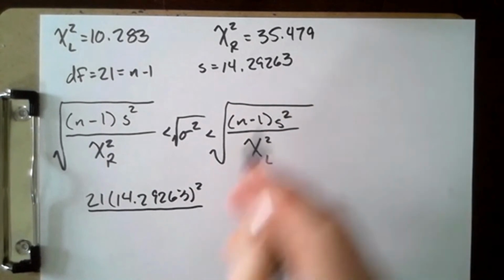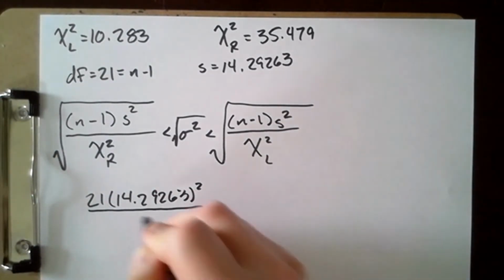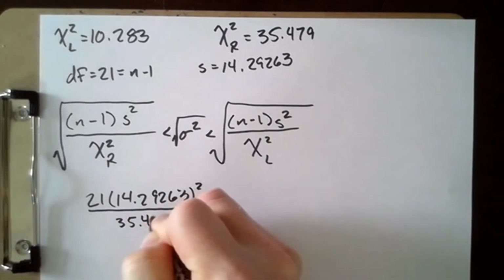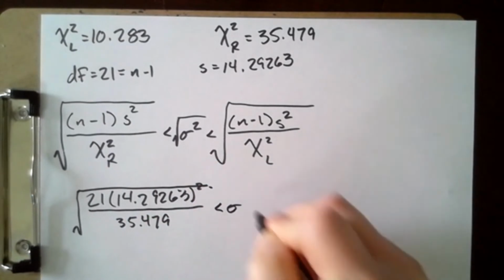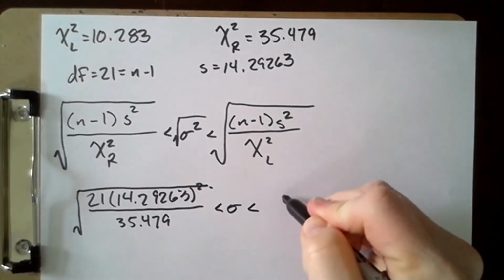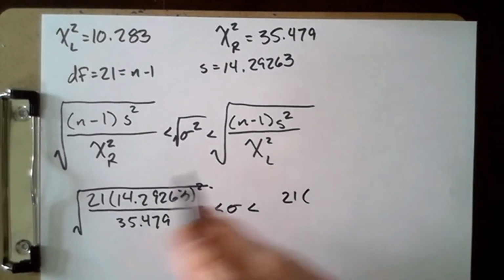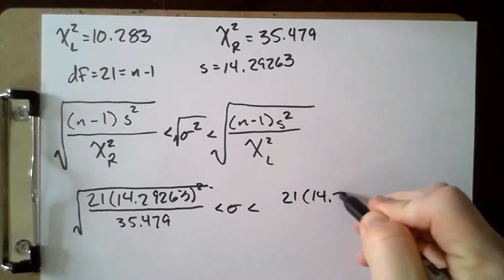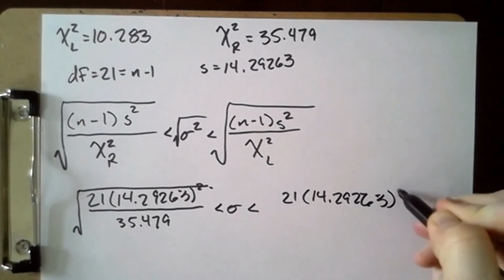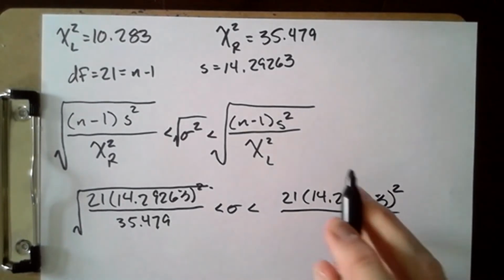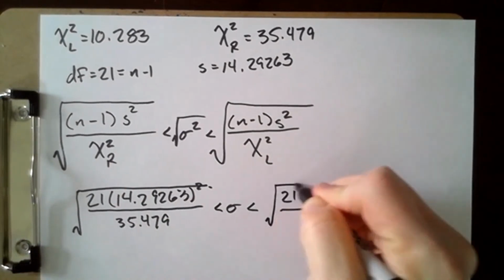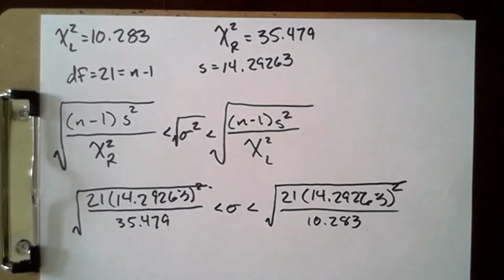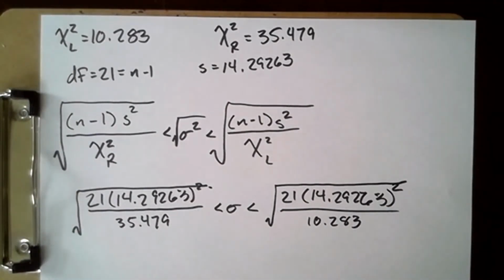All over chi-square R, which we know to be 35.479. And we're taking the square root of all of that. That's less than sigma, which is less than, here we've got 21 again, and s is once more 14.29263. And again, we square it, and we divide that by chi-square L, which is 10.283. There we go.